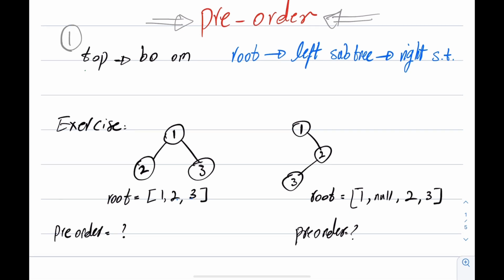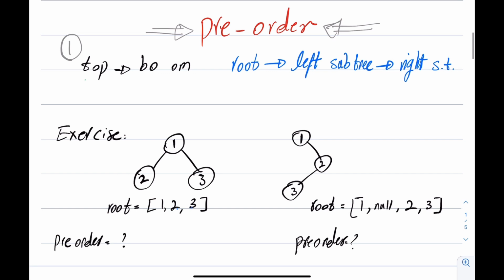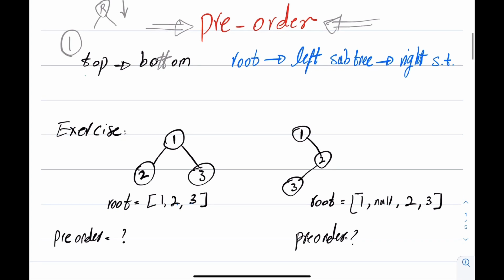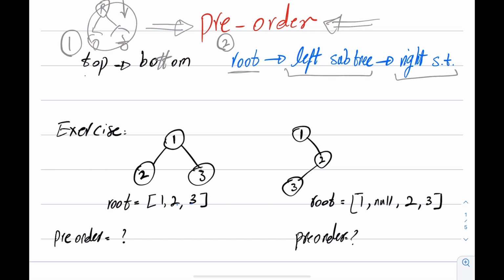There are two things one needs to know about the pre-order approach. One is that it's a top to bottom approach, meaning that if this is your root, you start from the root and you move toward the leaves that are somewhere at the bottom of the tree. And the second thing is the procedure: you start from the root, you cover the left subtree, and then you cover the right subtree.